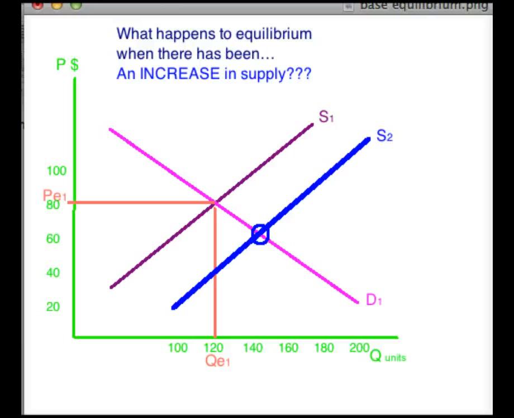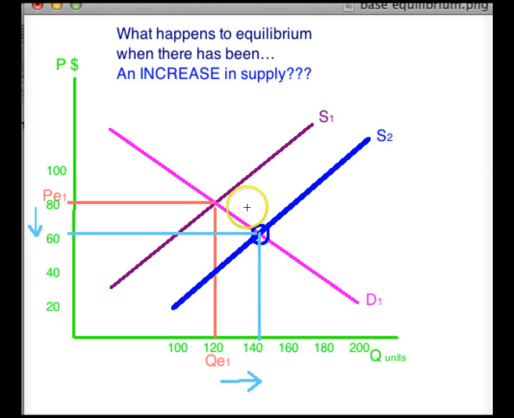And let's look at the effects of this increase in supply. Let's check out what's happened. So first we'll look at what's happened to price. Well, we can see that that has decreased. What's happened to quantity? Well, that's increased. So they've moved in opposite directions.